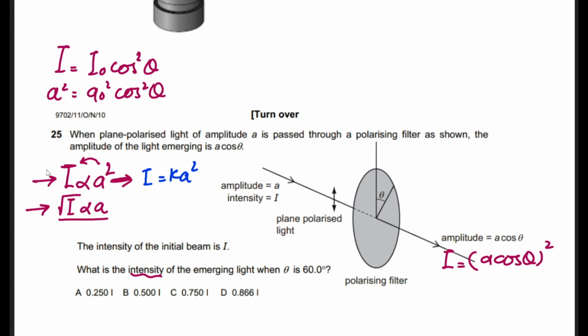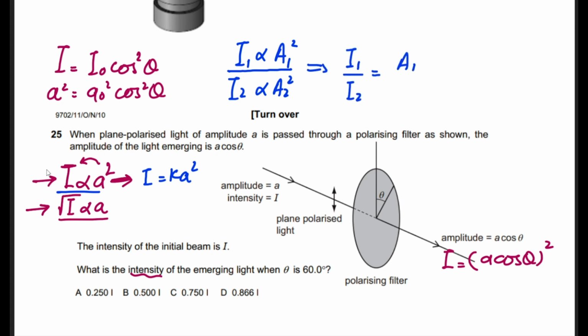If you want to compare two situations using the same equation, we are left with I being proportional to A square. If you divide this equation by another situation, it becomes I1 over I2 proportional to A1 whole square over A2 whole square. So this equation eventually becomes I1 divided by I2 equals A1 square divided by A2 square, which can be written as A1 divided by A2 whole square.